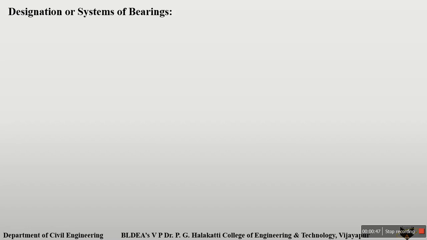Today we'll discuss the designation of systems of bearings. In compass surveying, there are two types of compass instruments being used. Depending upon which type of compass is used in the surveying, they have classified the systems of bearings.